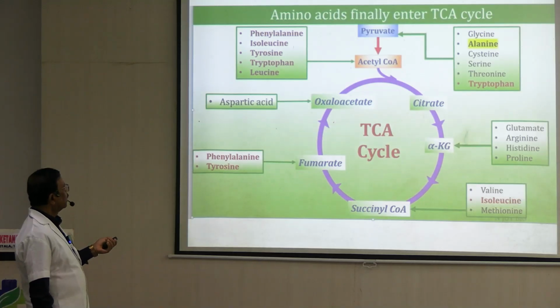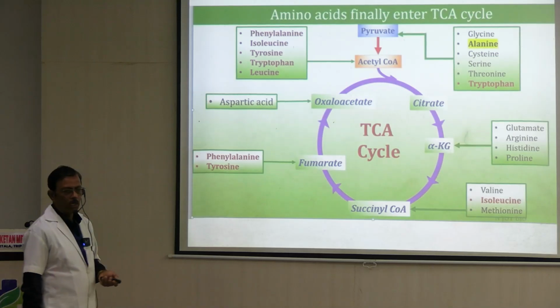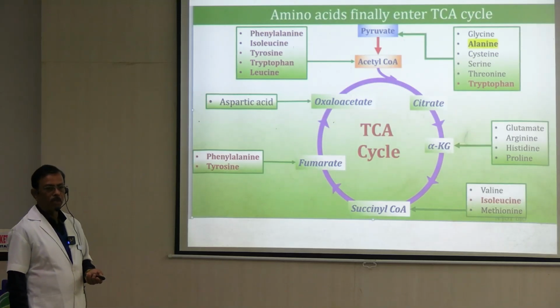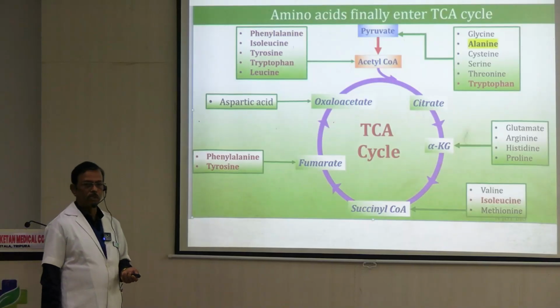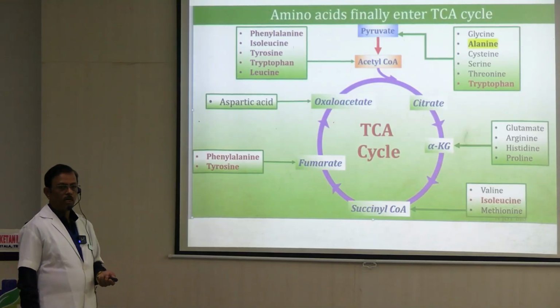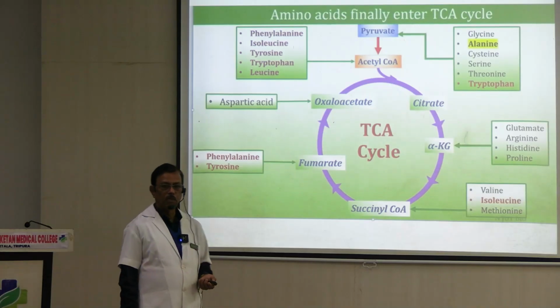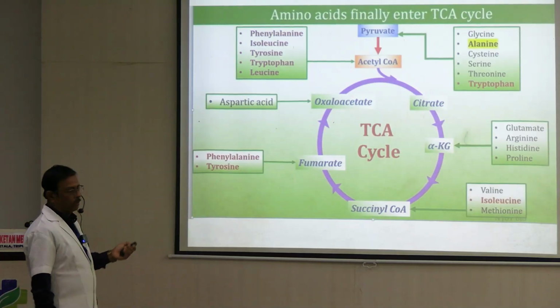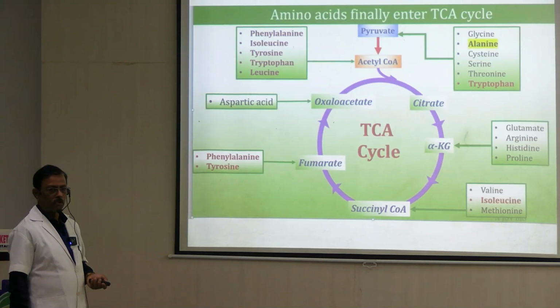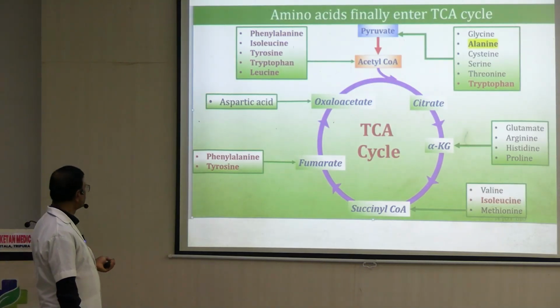Here you see pyruvate to acetyl-CoA is catalyzed by the pyruvate dehydrogenase complex. But acetyl-CoA cannot form pyruvate because the PDH complex reaction is completely irreversible. That's why acetyl-CoA cannot be converted into pyruvate. So it cannot synthesize glucose.